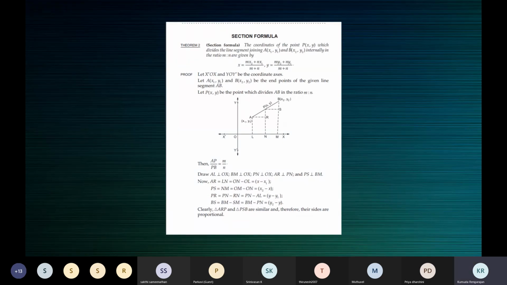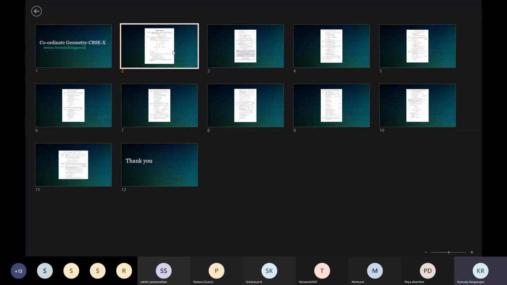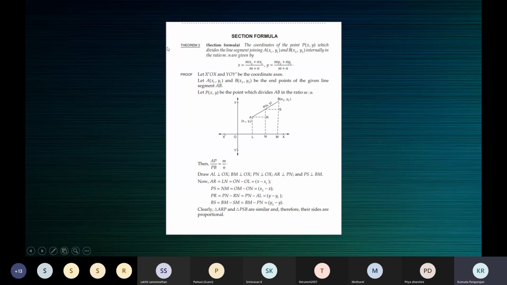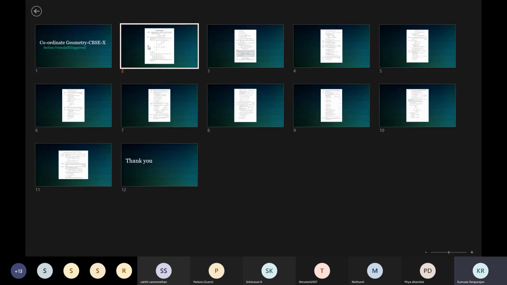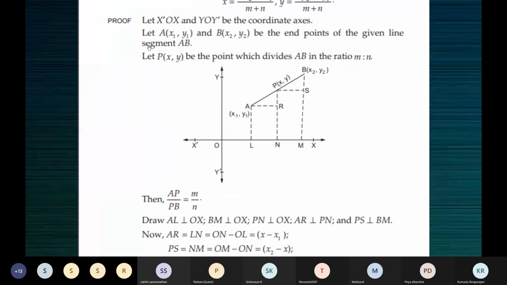I want all of you to work this in the class, because once you work this in the class, you can remember and understand better.